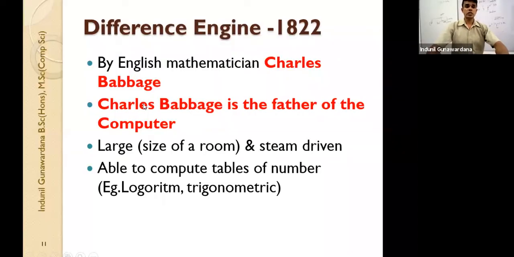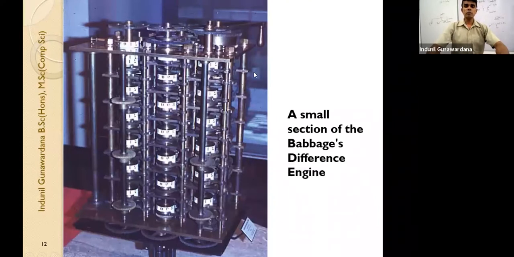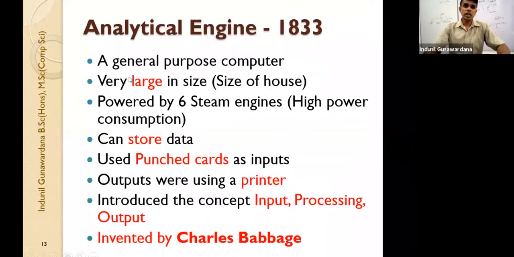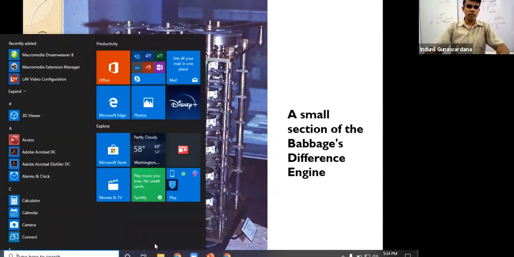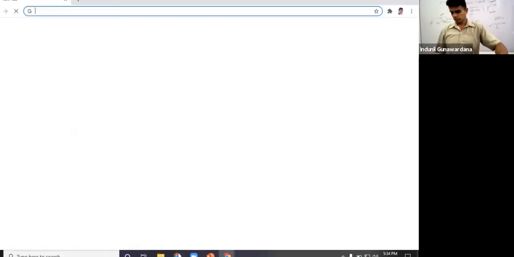That's his first machine. Now this is a sample of this Charles Babbage machine. Though you see it like this, really this is quite a lot larger. Now I have found a certain video about this as well on YouTube.